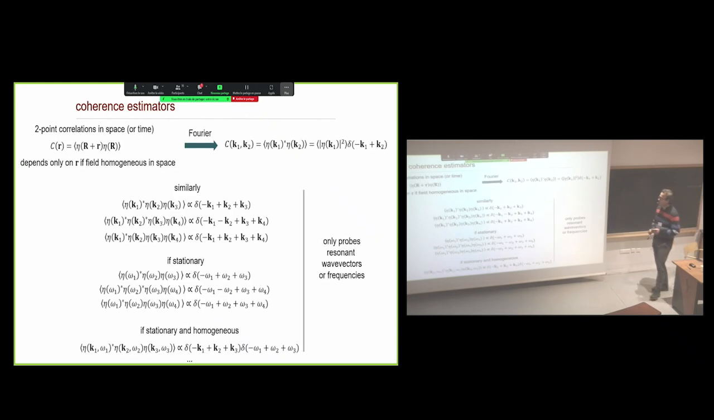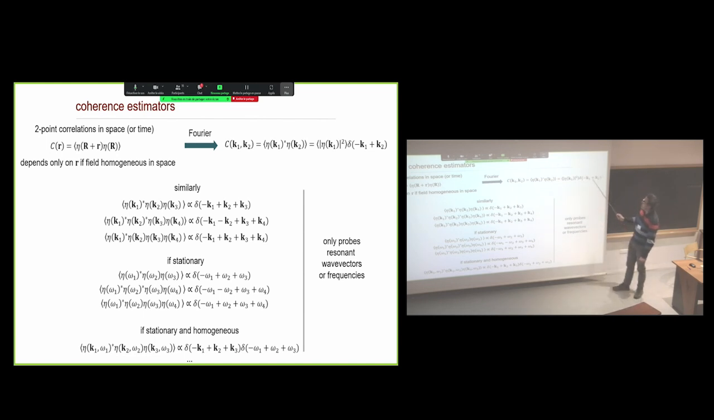So just a word about correlators. Let me start with two-point correlation. It's easier. You can compute correlation in space like this. If the field is homogeneous in space, this correlation should depend only on the capital R and not on the small r here. If you go to Fourier space, the consequence of this homogeneity is that if you do two-wave correlations here, then this delta function appears.